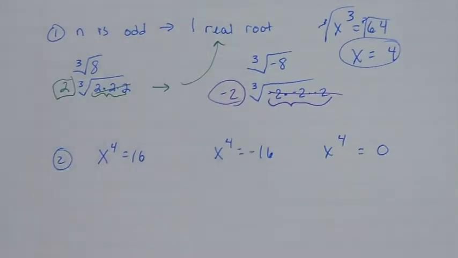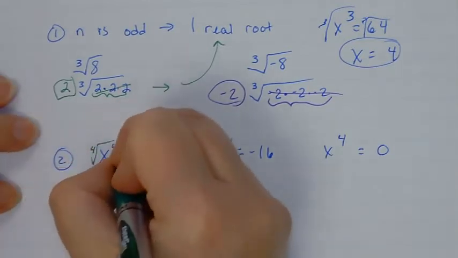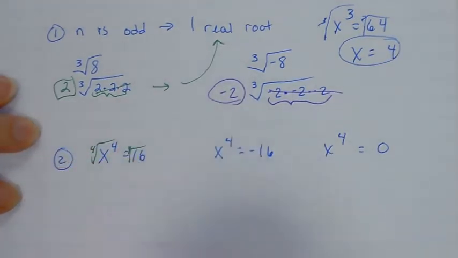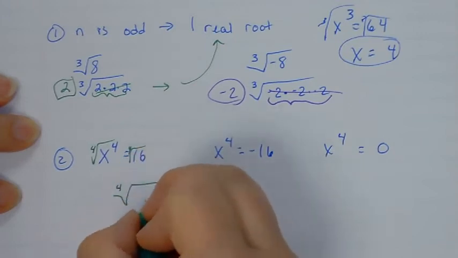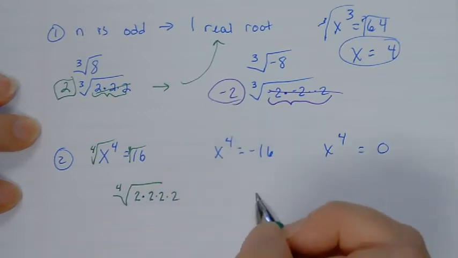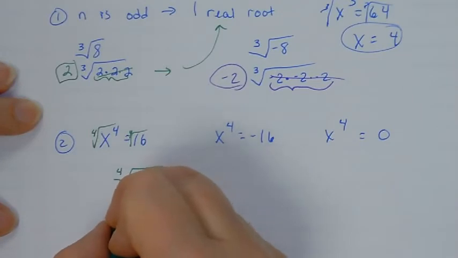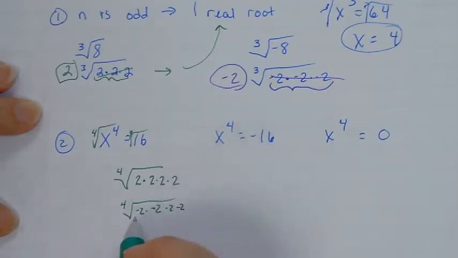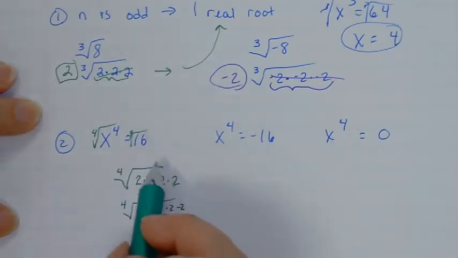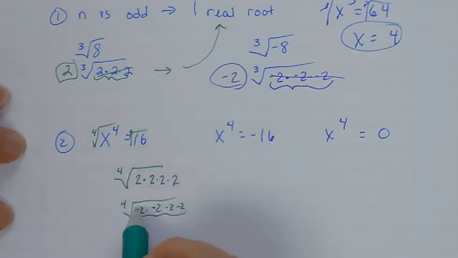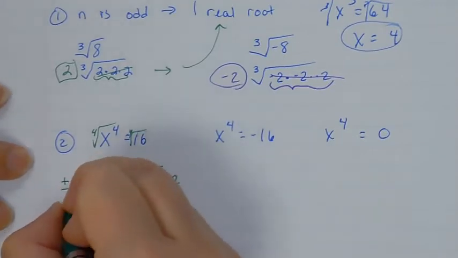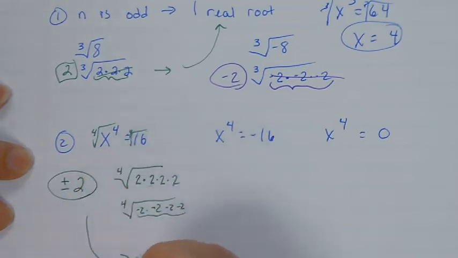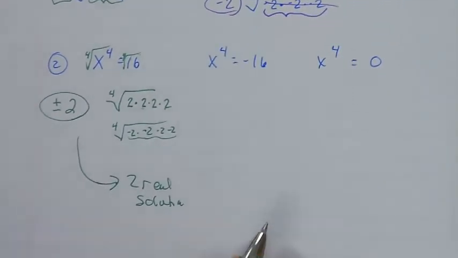Here, to undo a 4th power, I'm going to do the 4th root of both sides. Now, the 4th root of 16 could be positive 2 times positive 2 times positive 2 times positive 2. Or it could be negative 2, negative 2, negative 2, negative 2. 4 negatives would make a positive, and 4 positives would make a positive. So in this particular case, what could go underneath here could be positive or negative 2. See how I get two real solutions this time, the positive and the negative.